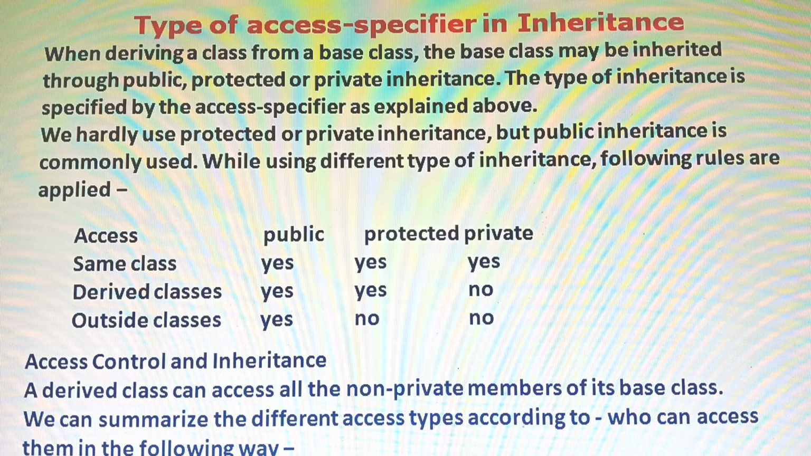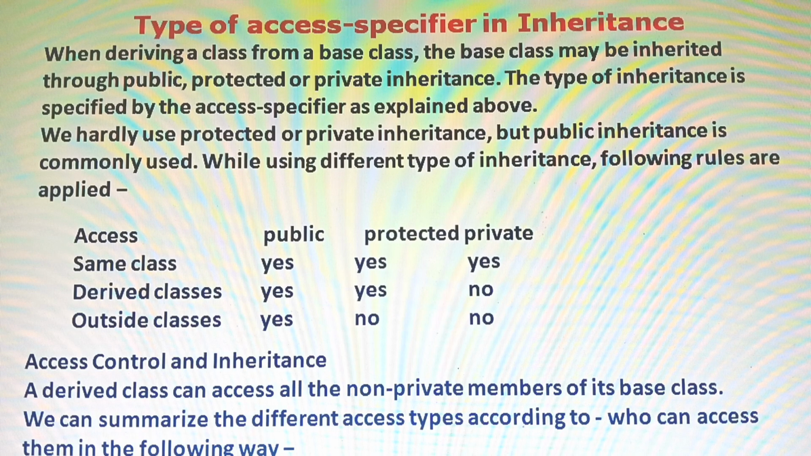They are used while inheriting. The same class we can access, the derived class we cannot access, the outside class also we cannot access. These are the rules for applying the different types of access specifiers. The derived class can access all the non-private members of its base class. Non-private members of the base class we can access in the derived class.